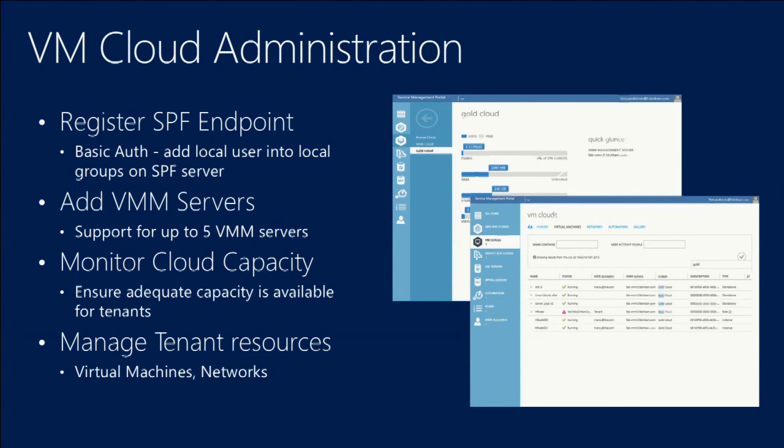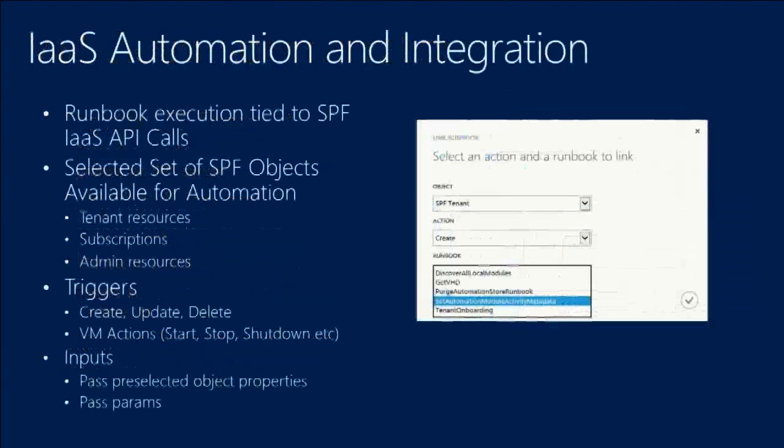There's support for up to 5 different VMM servers in the back end. Okay, so you could think of that as different VMM servers in different data centers, or the same data center, or primary and backup, or anything like that. So, it's up to 5 VMM servers is what we're testing and supporting. And again, you can look at cloud capacity and manage VMs and networks for the tenants, and we'll show you in the UI.